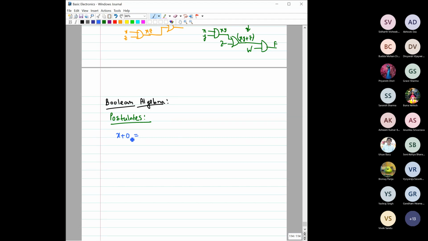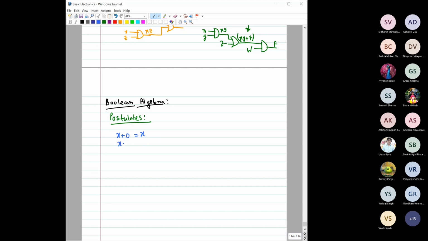So x plus 0, right? When you do an OR operation between x and 0, the result would be dependent on the value of this x. If it is 0, then the output would be 0. If the x value is 1, output would be 1. So it is basically dependent on x.